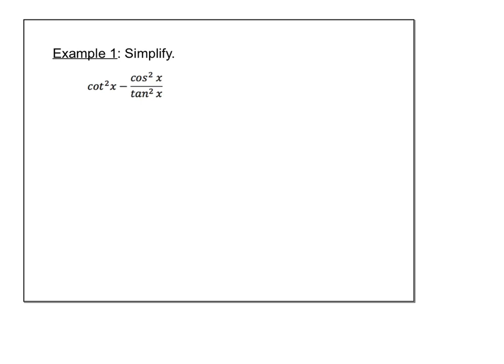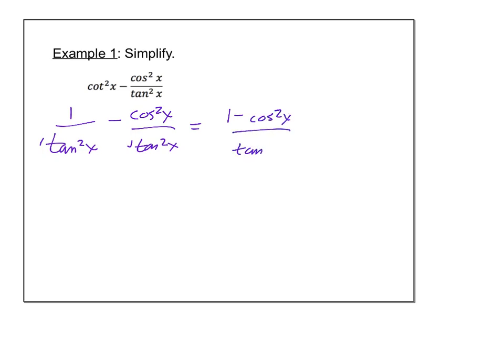So if we look at cotangent squared x minus cosine squared x over tangent squared x. Cotangent, remember, is just going to be 1 over tangent squared x. And then that's just going to be minus cosine squared x over tangent squared x. So here I've got a common denominator, so that's going to be all over tangent squared x. I'm essentially turning it from two fractions into one fraction.